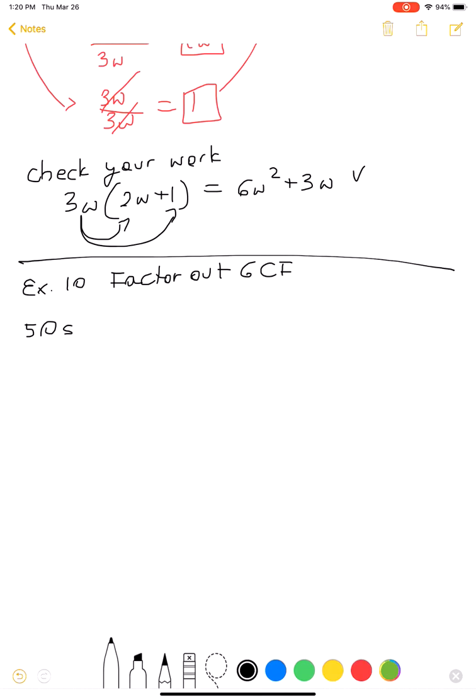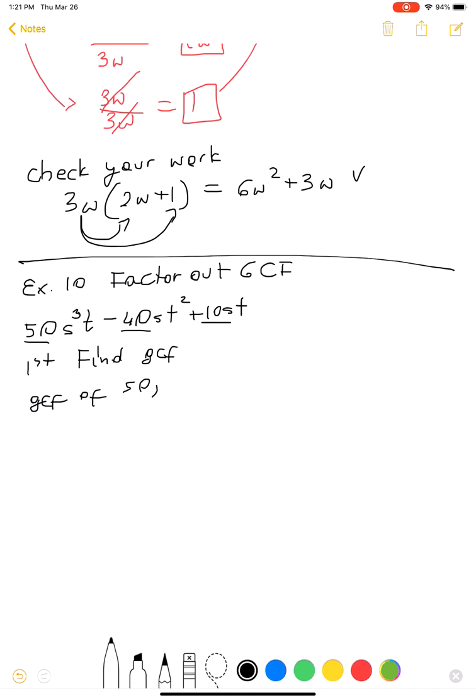So we have 50s to the third power t minus 40st squared plus 10st. Okay, so first find GCF before you factor. So I'm going to organize them. First, I'm going to find the GCF of integers.